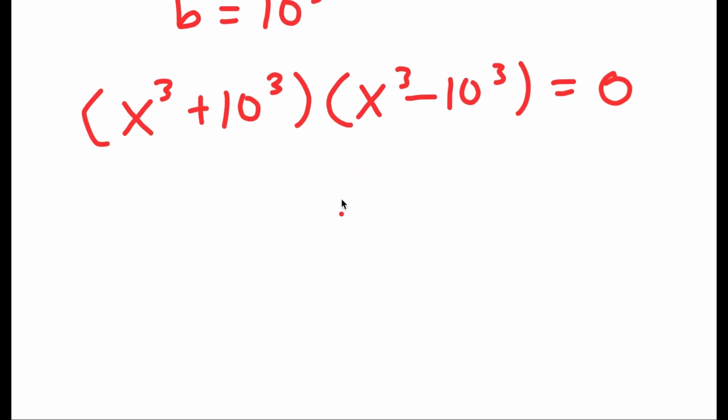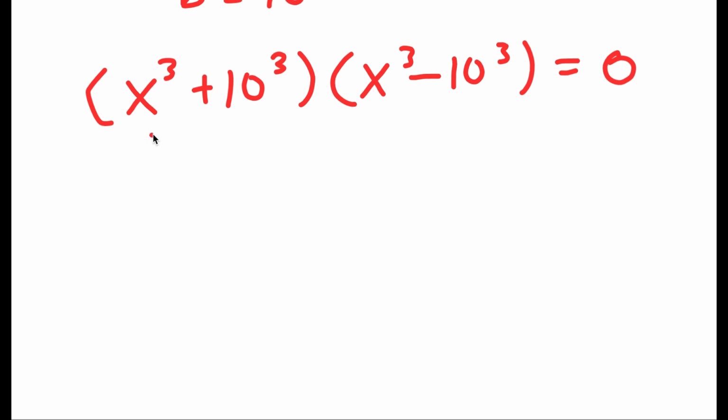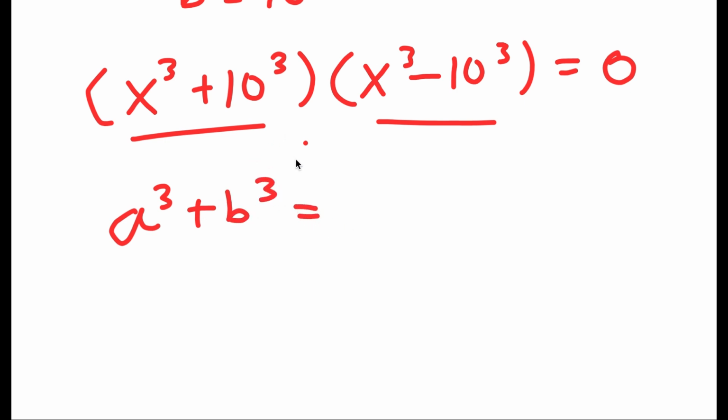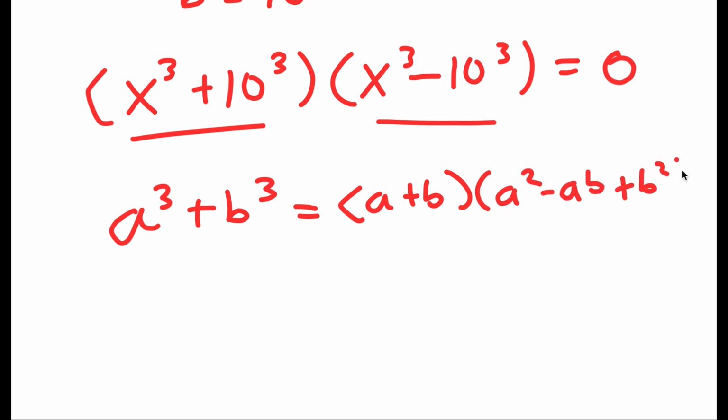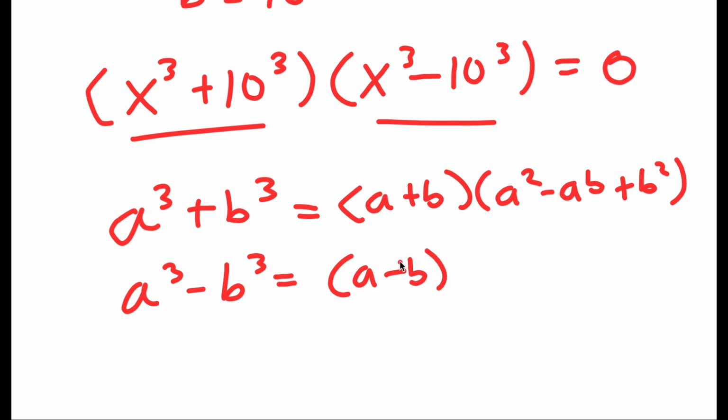Now, I'm going to write down two more properties that we're going to use for these two. So if I have something in the form a to the power of 3 plus b to the power of 3, this is equal to a plus b times a squared minus ab plus b squared. And a to the power of 3 minus b to the power of 3 is equal to a minus b times a squared plus ab plus b squared.